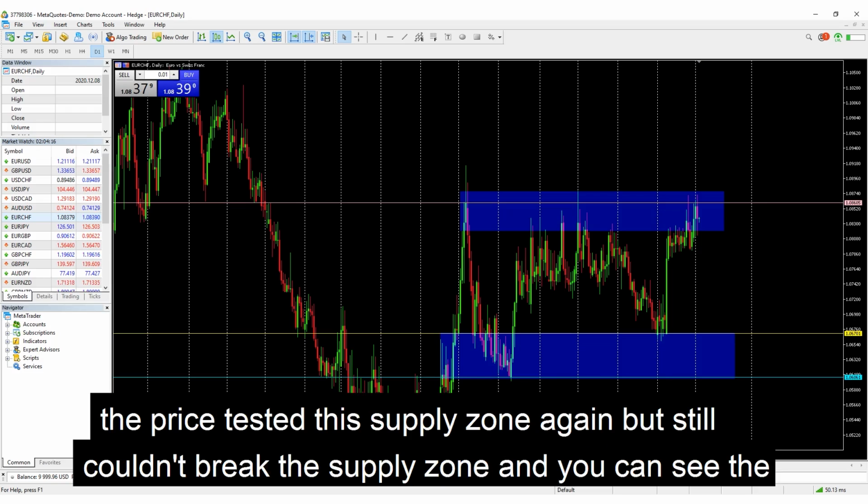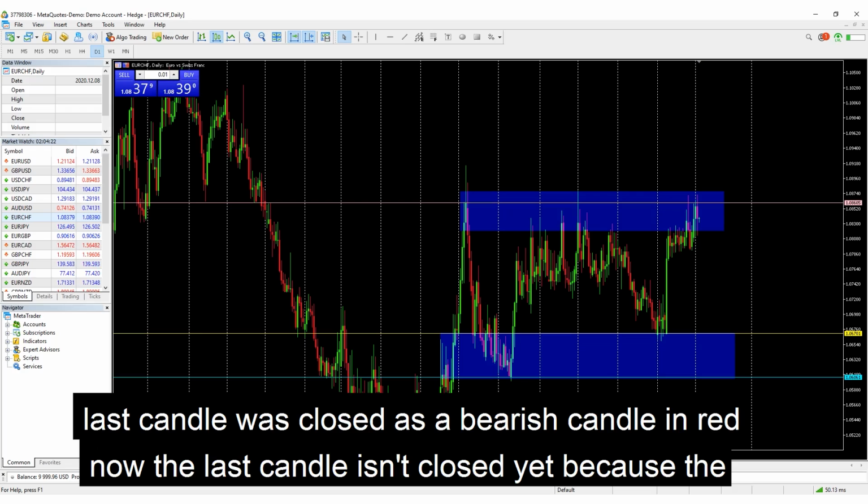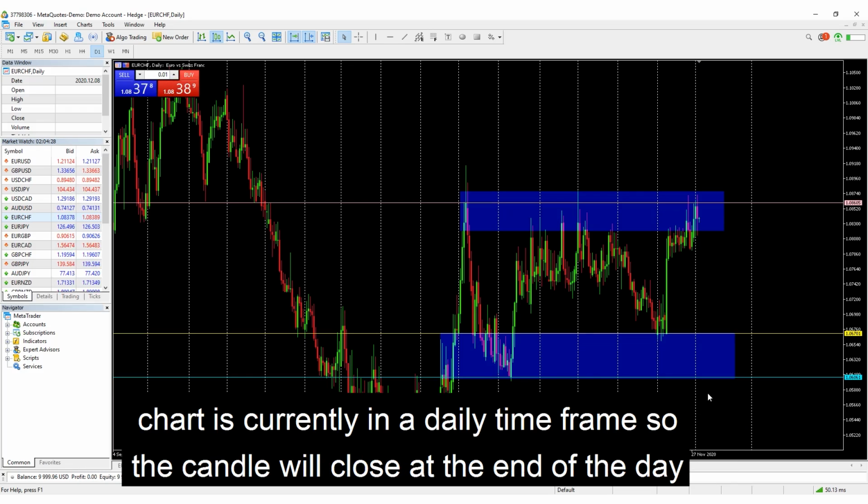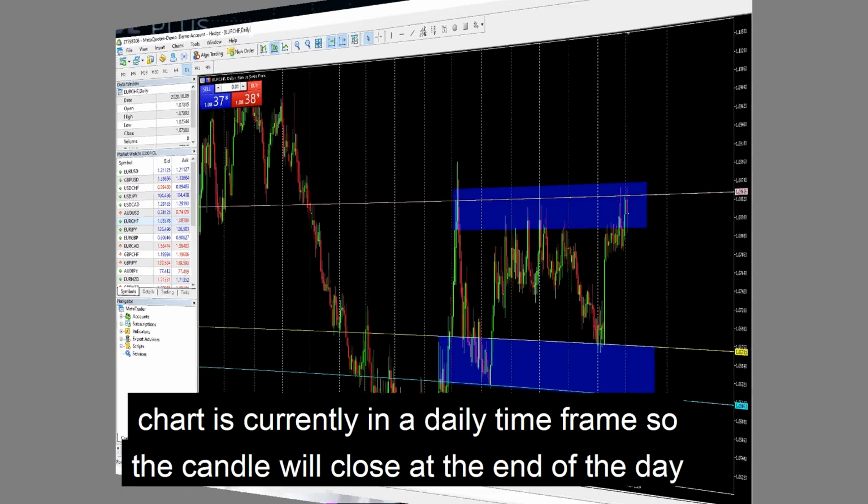The price tested this supply zone again, but still couldn't break the supply zone. And you can see the last candle was closed as a bearish candle in red. Now the last candle isn't closed yet because the chart is currently in a daily time frame, so the candle will close at the end of the day.